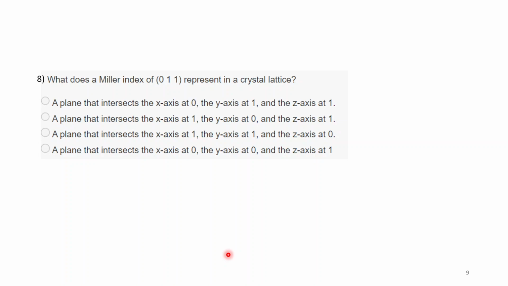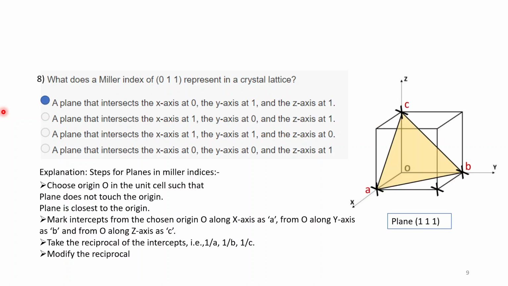Next is, what does a Miller index of 011 represent in a crystal lattice? The options are a plane that intersects the x-axis at 0, y-axis at 1 and z-axis at 1. This first one will be the answer. As I told earlier, using how you find the Miller indices for a plane, you can find your intercepts.